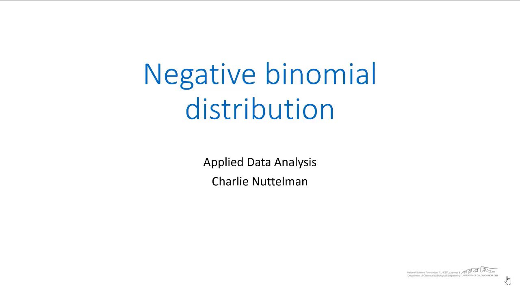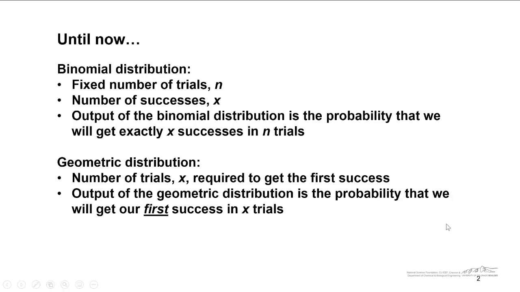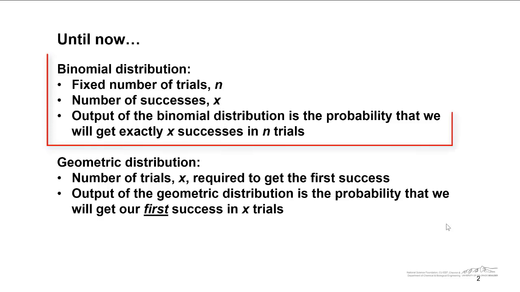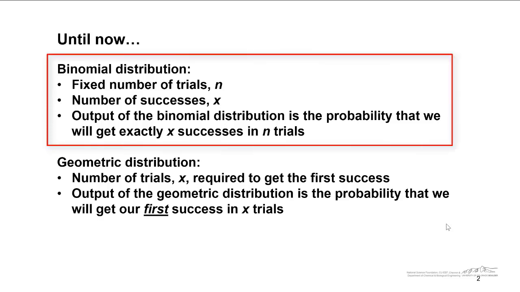Another important discrete probability distribution is the negative binomial distribution, and I'll be explaining all about this in this screencast. Up until now, you've considered the binomial distribution, where it's important that there's a fixed number of trials, decided beforehand, and the independent variable is the number of successes in that fixed number of trials. The output is the probability that we get exactly x successes in n trials.